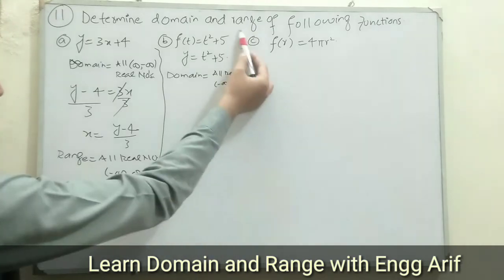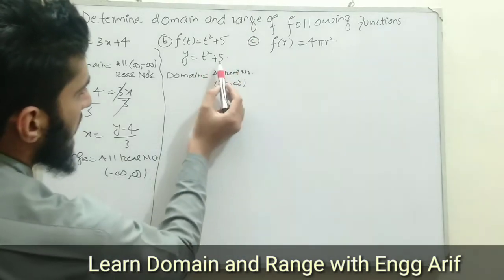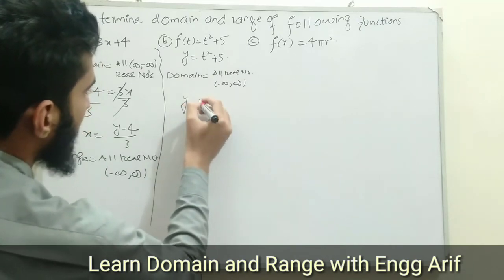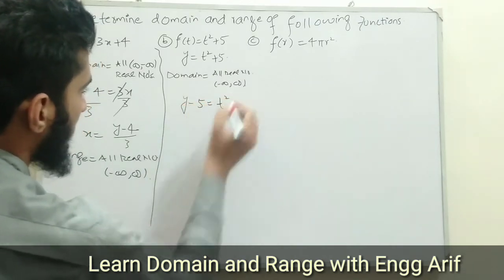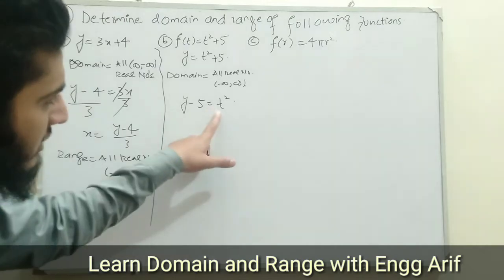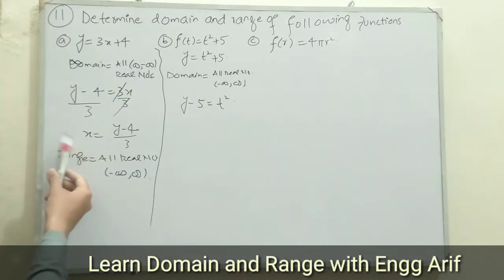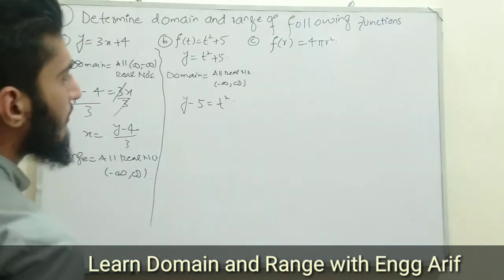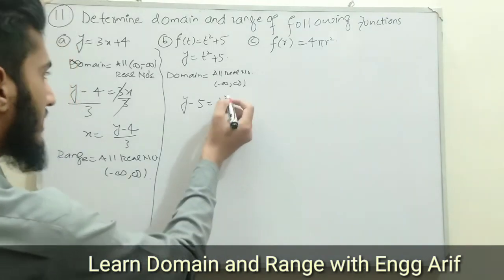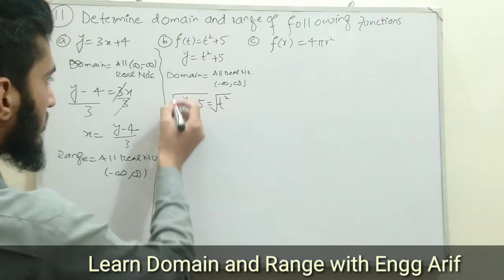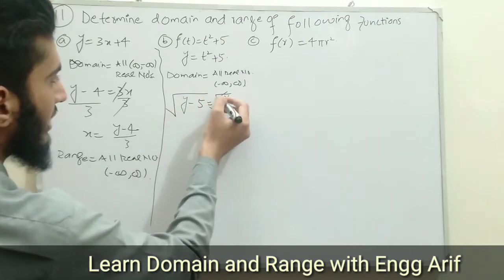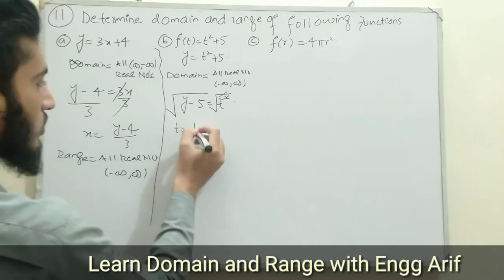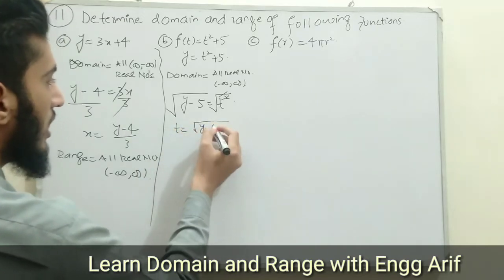Now after this, let's find the range. For the range we will shift this 5 to the left hand side. It becomes y minus 5 is equal to t square. Now let's suppose this t is actually our x, just like in the previous question. So here we will make t the subject. For cancelling the square, we will take the square root on both sides. So the square will cancel out with the square root, and we are left with just t. So t is equal to the square root of y minus 5.